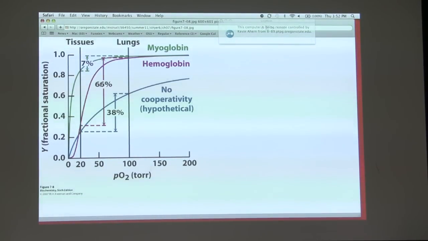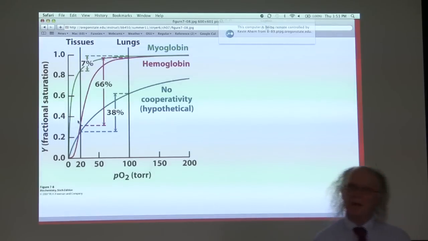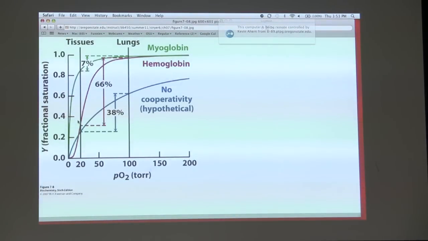But you can see from this graph the real significant difference between the oxygen concentrations. Here's the concentration in the lungs. We see that it's high enough that hemoglobin is loaded with oxygen, just like myoglobin is. But when we get out to the tissues that really need the stuff, you can see hemoglobin has given up a lot of oxygen compared to what myoglobin has given up. At this concentration, myoglobin has only given up 7%, where hemoglobin has given up almost 2/3 of its oxygen. So hemoglobin is important for us to be able to pick up oxygen where it's available and drop it off where it's needed, a very, very important property that hemoglobin has.